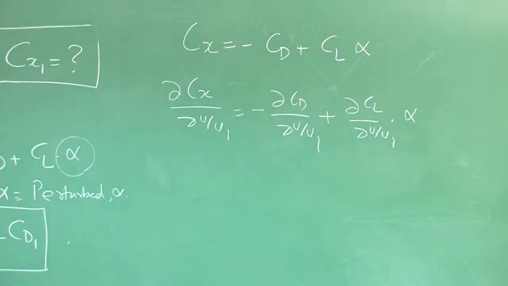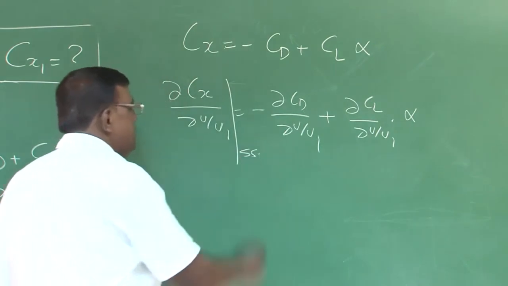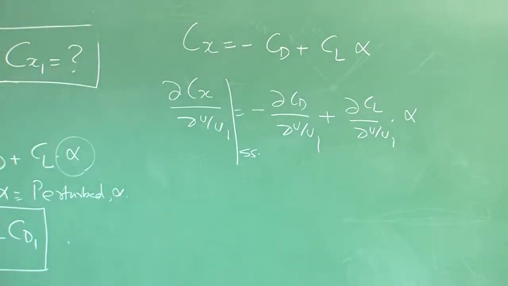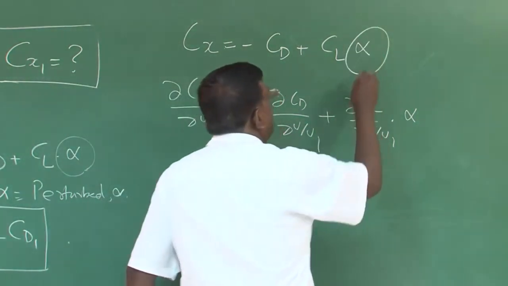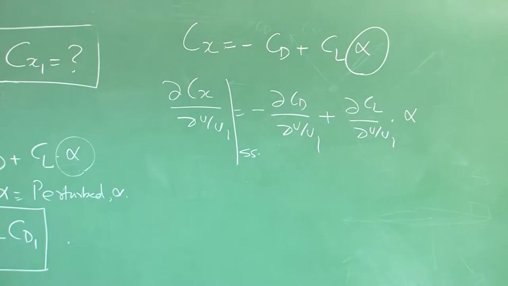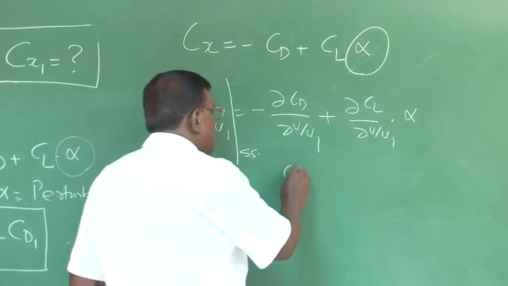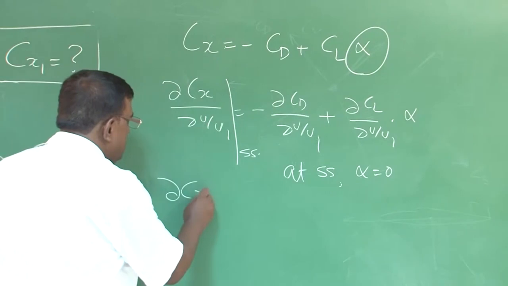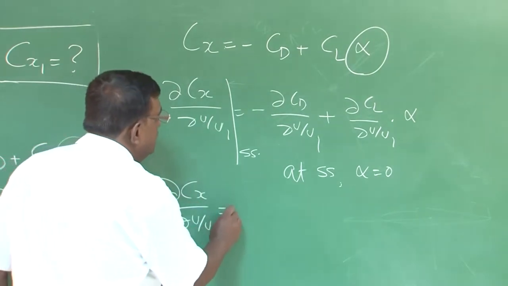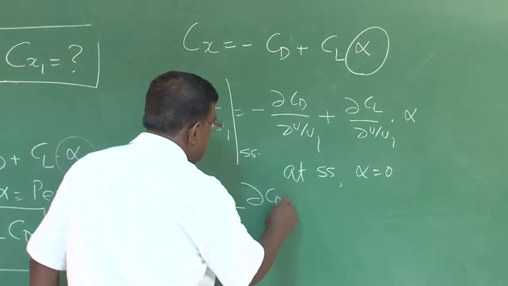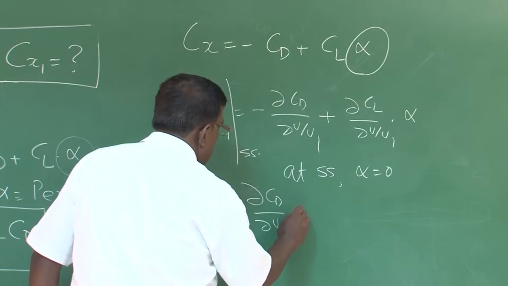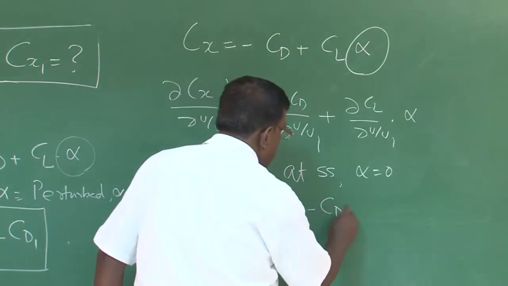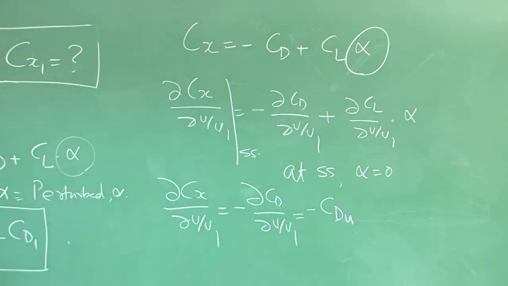Right? But what we cannot afford to forget is that this derivative has to be evaluated at steady state. And to be evaluated at steady state means what? As far as this expression is concerned, alpha is perturbed alpha. But at steady state, what is the value of perturbed alpha? It is zero. So dCx by du by u1 is minus dCd by du by u1, and that is also sometimes written as CdU. Okay? We'll try to give an understanding of what this CdU means.